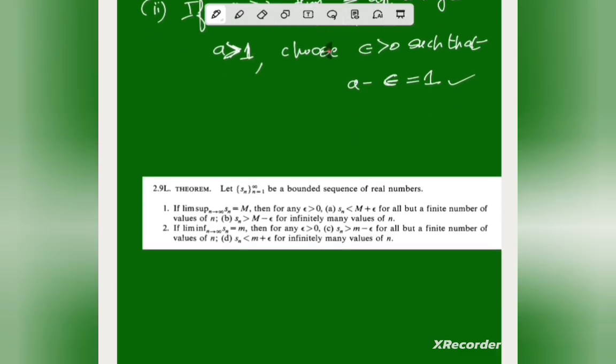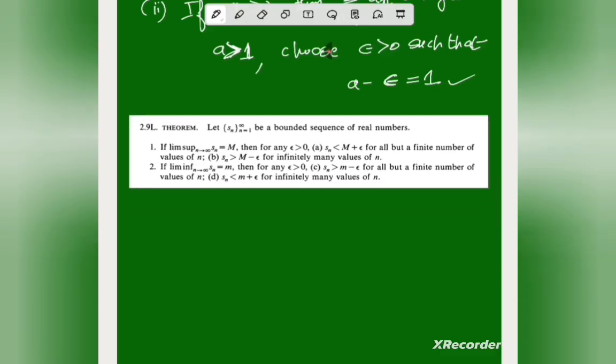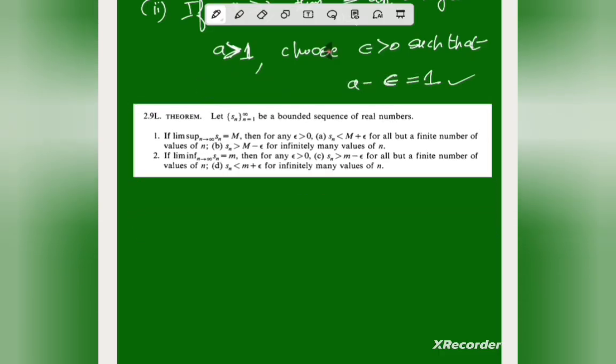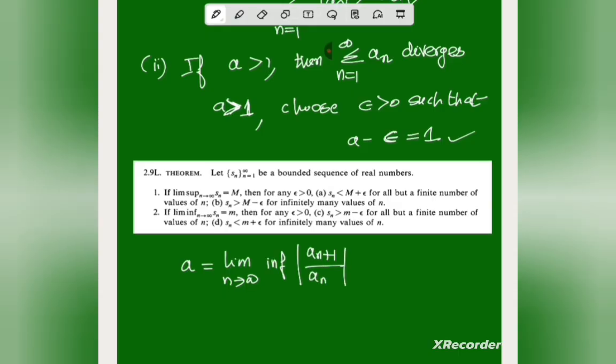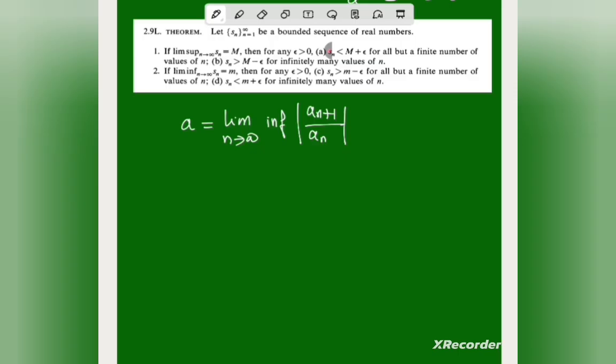Now I'm going to apply this theorem. What does this theorem say? We also know about small a: it is given that it is the limit infimum of the sequence modulus of a_{n+1} by a_n. So I'm going to apply the second result of the theorem, which talks about the infimum.